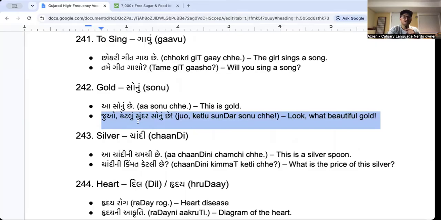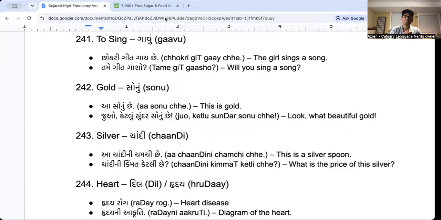A chandi ni chamchi che. This is a silver spoon. Chandi ni chamchi, a spoon of silver. Chandi ni kimat kitli che. Kimat, by the way, is price. I think price is coming up later on the list, I'm pretty sure.